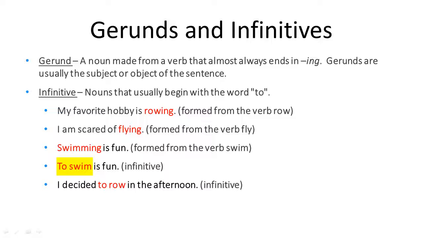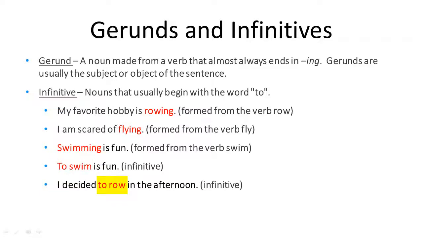This is an infinitive. It has the word to in front of it, and it has the simple form of the verb swim. So that's the difference. You're usually using the simple form of the verb. That's how infinitives are a little bit different than gerunds. So again, we use the simple form of the verb, which is, of course, swim.